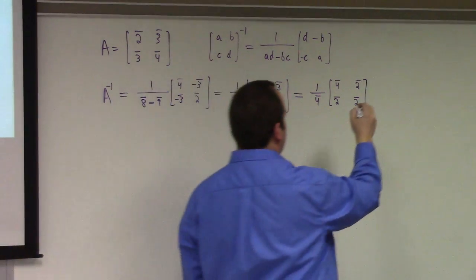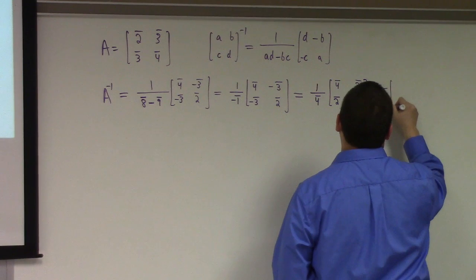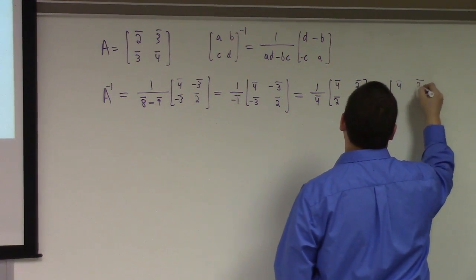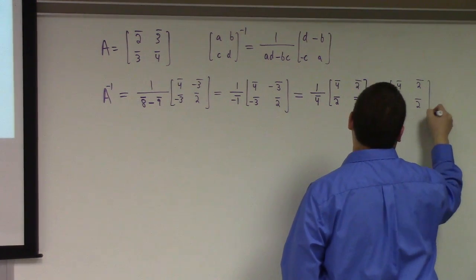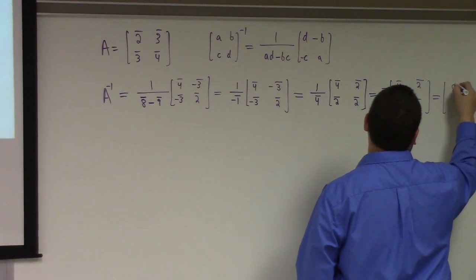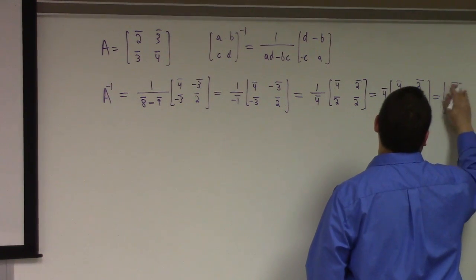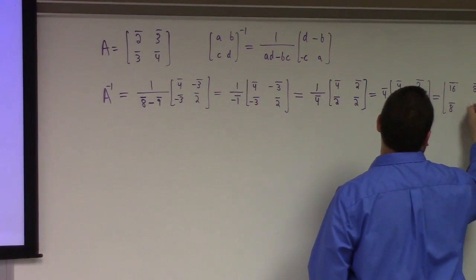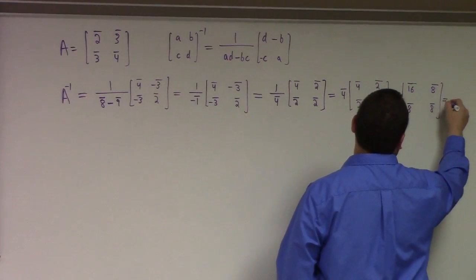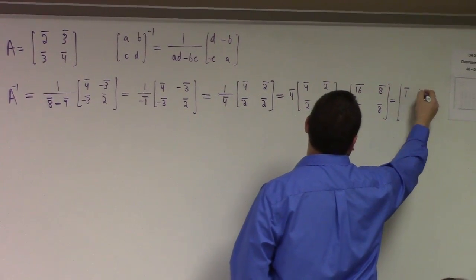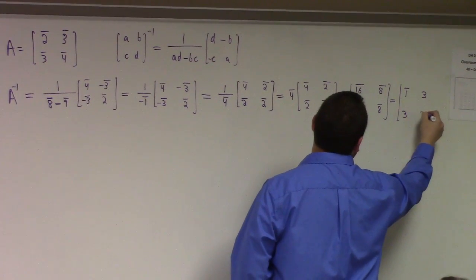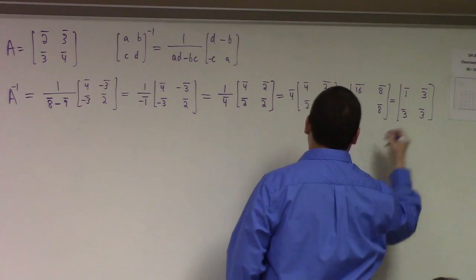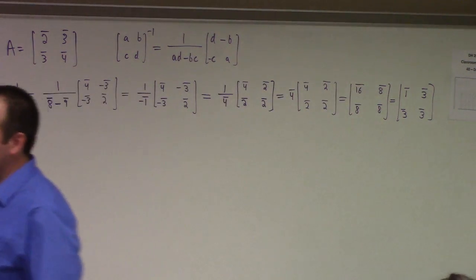So this is actually 4 bar, this is 4 bar, 2 bar, 2 bar, 2 bar, multiplied through, what do we get? 8 bar, oh, I'm sorry, 16. 8, 8, 8, which we can simplify to what? 1, 1, 3, 3, 3, 3. There we go.